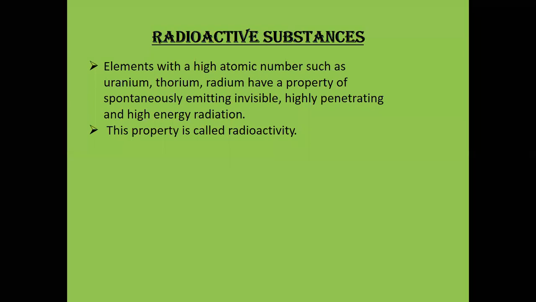So once again, everyone repeat after me quickly. Elements with high atomic number such as uranium, thorium, radium. It's not that only uranium, thorium and radium are the examples. We have many more examples of radioactive substances. These are a few which we've listed in the definition. Have the property of spontaneously emitting, come on louder, spontaneously emitting invisible, highly penetrating and high energy radiation. This property is called radioactivity. I want everyone to write down the definition of radioactivity.